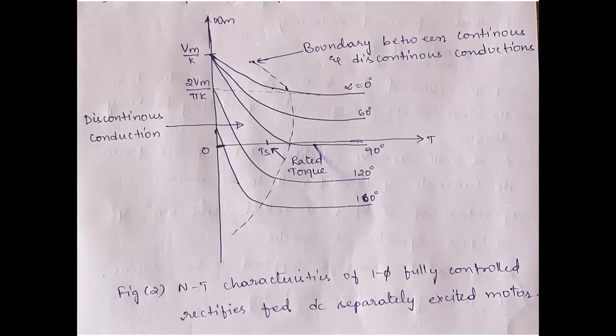In discontinuous conduction mode, when torque increases, IA, the armature current, will increase. If IA increases, the value of beta will increase, but here VA will not be constant. Here VA will decrease, and the speed drops to large values.